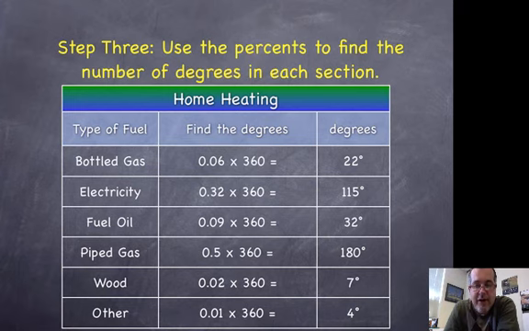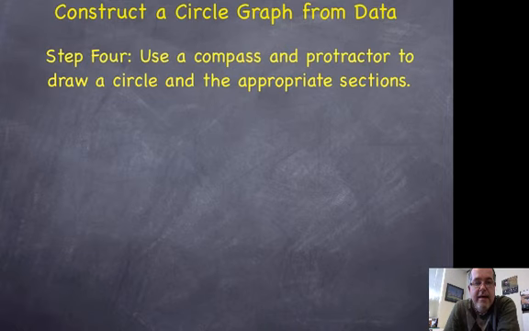All right, so we have all our degrees. And now we need to use a compass and a protractor to draw a circle and the appropriate sections. And so we'll watch a little video now on how that looks.